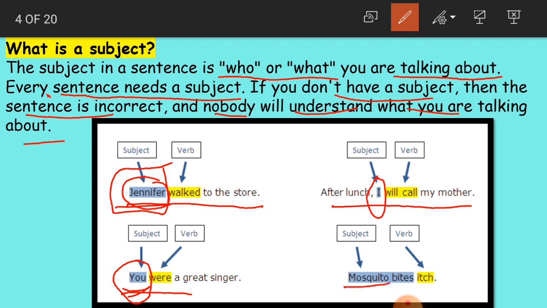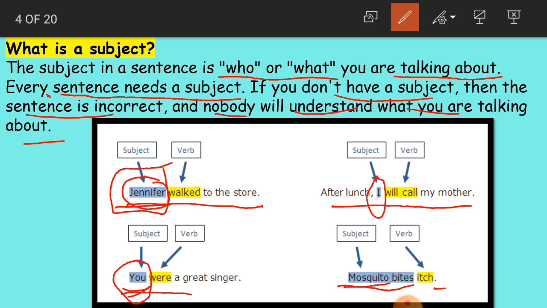Again here, children, and the last sentence here, mosquito bites itch. Here mosquito bites, these two words completely are the subject, because we are talking about mosquito bites. No, mosquito bites are harmful. So, mosquito bites itch. So, itch is the verb. If you say only itch, then what is going to give us that itching feeling? What is that? Again, no answer.